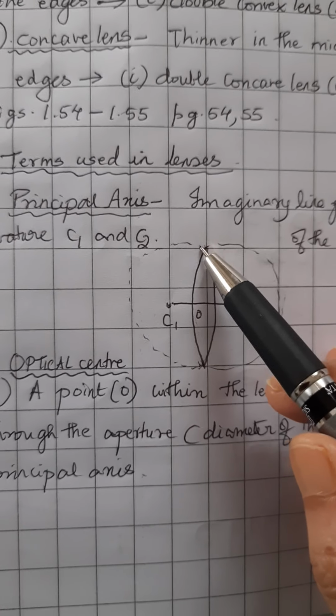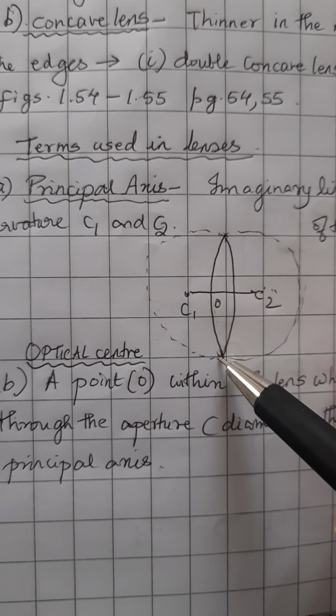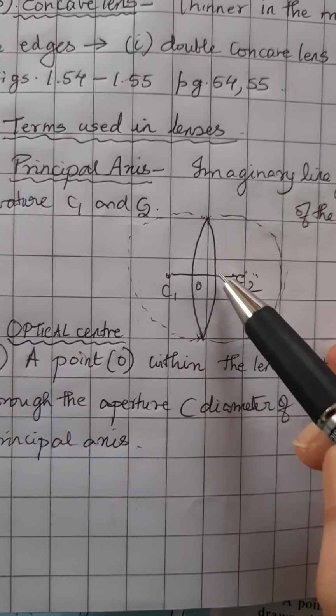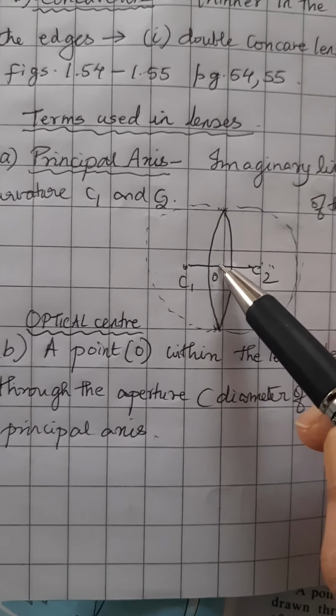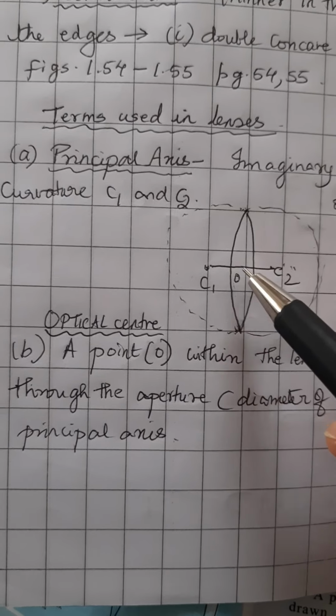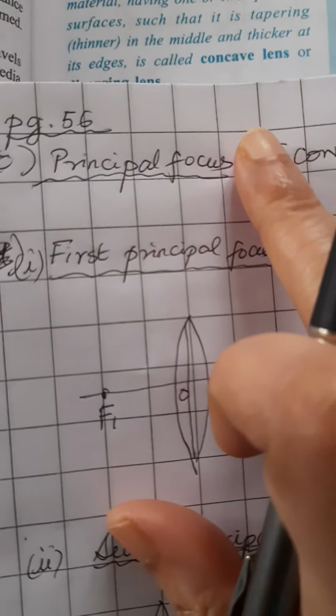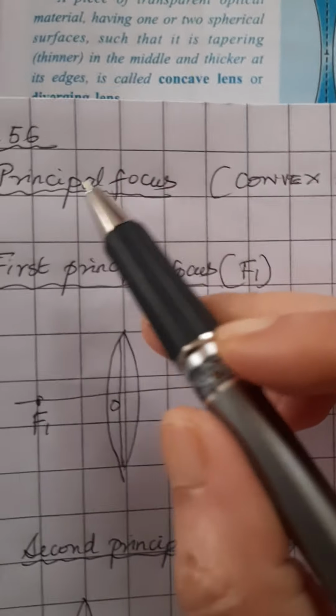Now, if we draw a line here through the aperture, that is the diameter of this lens, this line cuts the principal axis at a point inside the lens. This point, which I am naming O, is called the optical center. The next one, which is quite important, is the principal focus. First we will look at the principal focus of a convex lens.